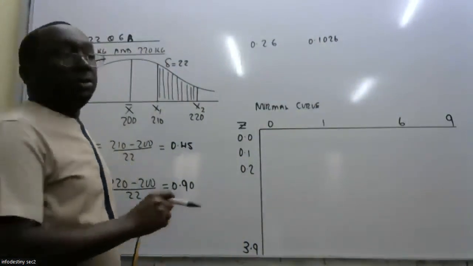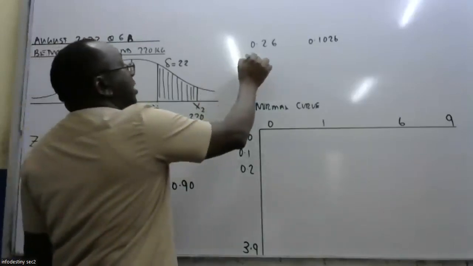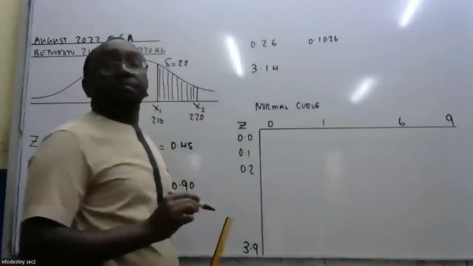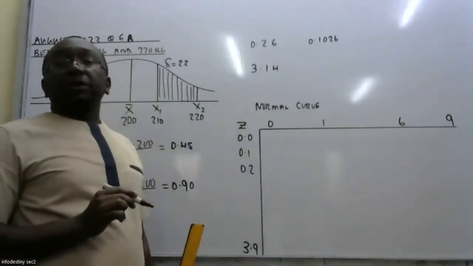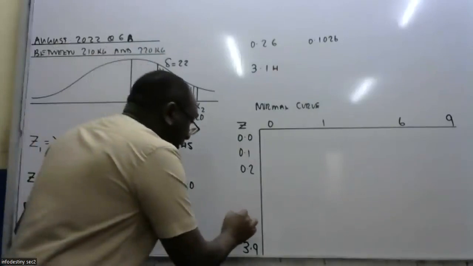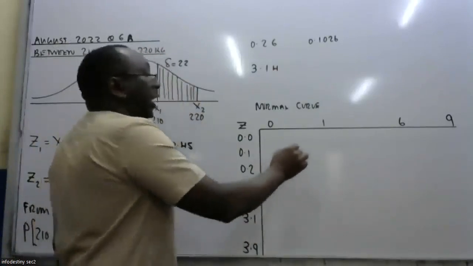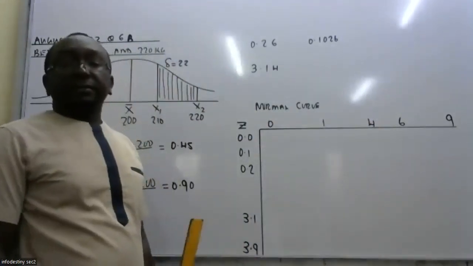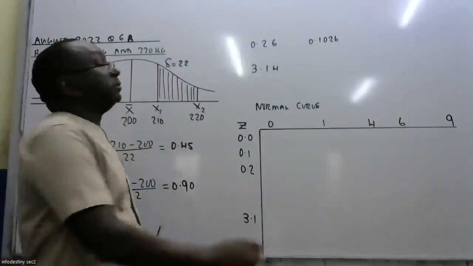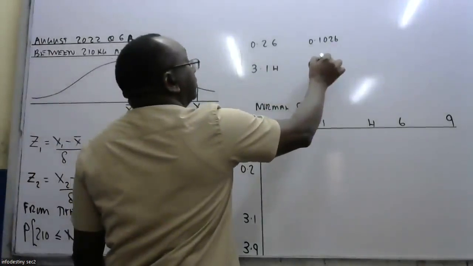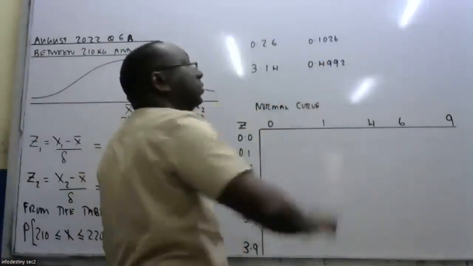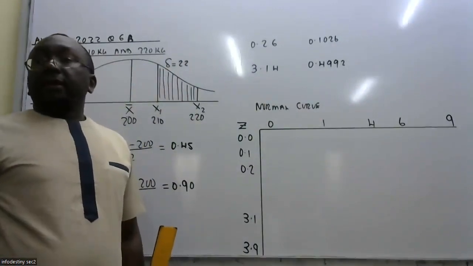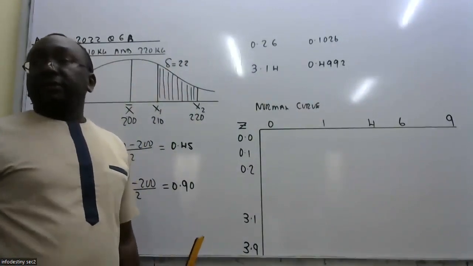If I tell you to read for me 3.14, you will go to where we have 3.1 and column number 4. Read for me what is there. 992. Good. See, now with that, you can read the value.